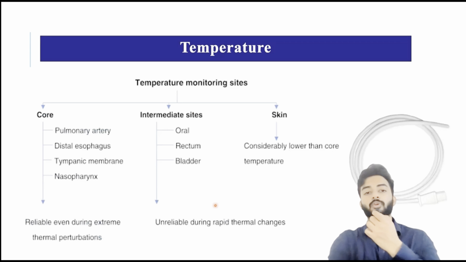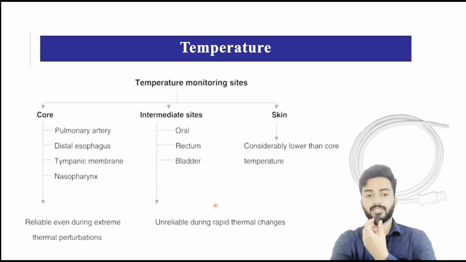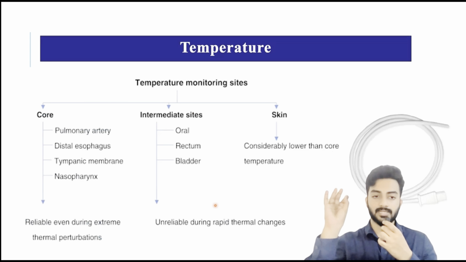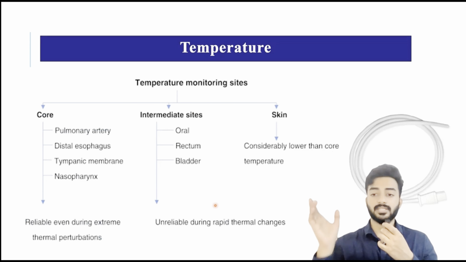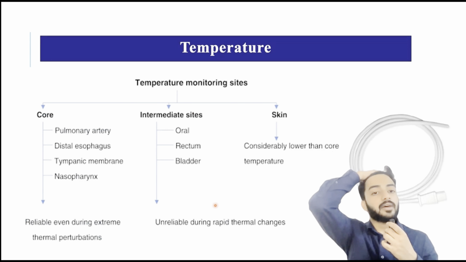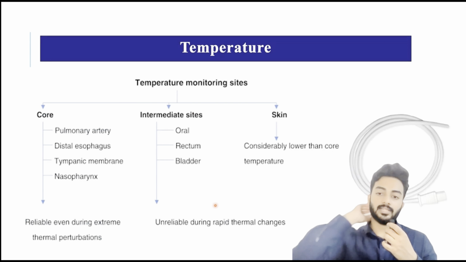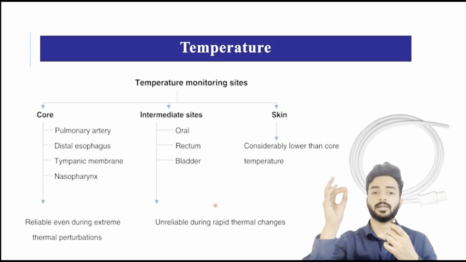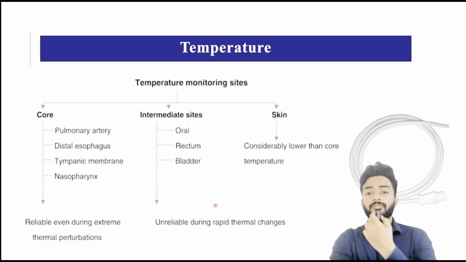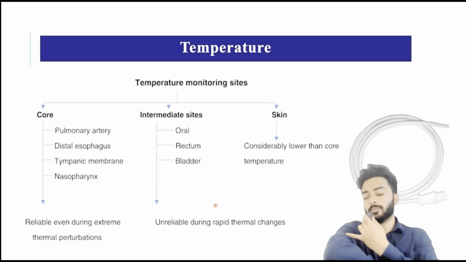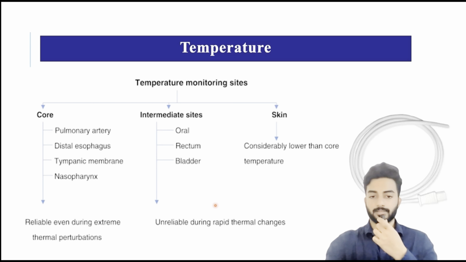So what are the temperature monitoring sites? Core temperature we can monitor in the pulmonary artery, distal esophagus, tympanic membrane and nasopharynx, and it is reliable even if the OT temperatures are different. And we have intermediate temperature sites, that is oral, rectum and bladder. In cardiac surgery, we put a nasopharyngeal probe and a rectal probe. And for skin, we can monitor the peripheral temperature, but it is comparatively lower than the core temperature.